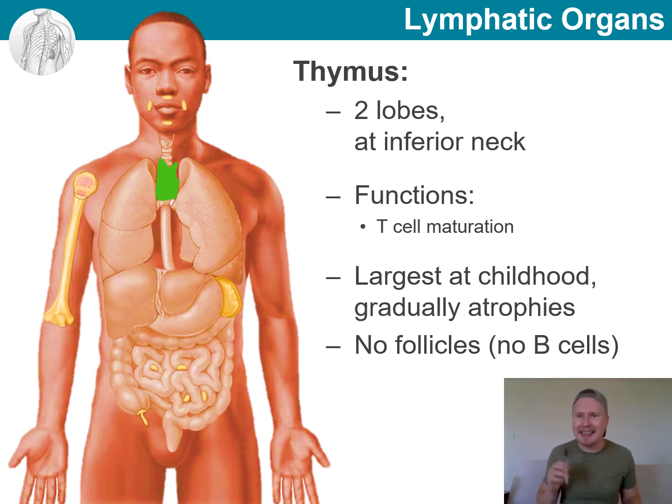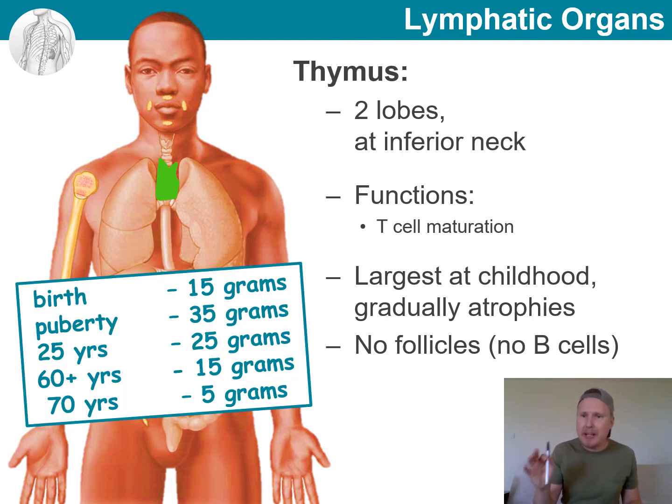Let's look at thymus. This is an interesting one, in my view, as an anatomist. It is made of two lobes, so it is called a bilobed organ. And it is located in the inferior neck, extending into the mediastinum and partially overlying the heart. The main function of thymus is the maturation of T cells.